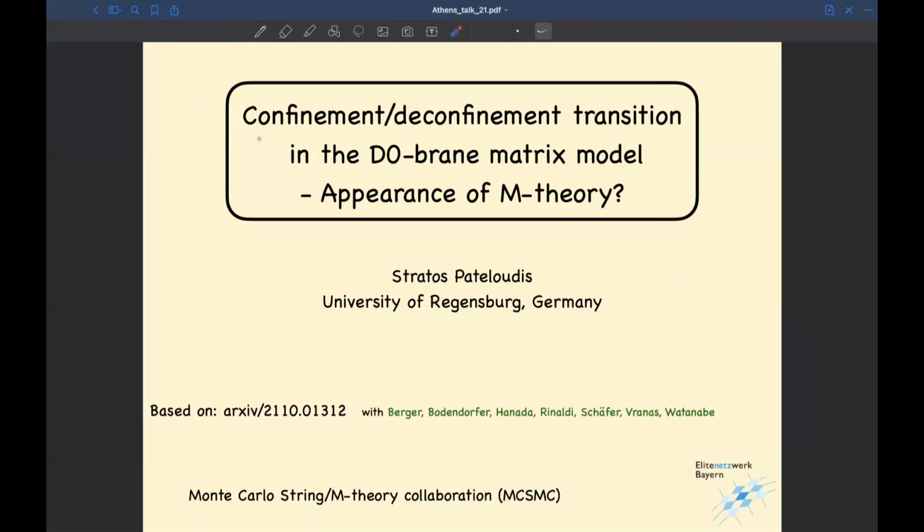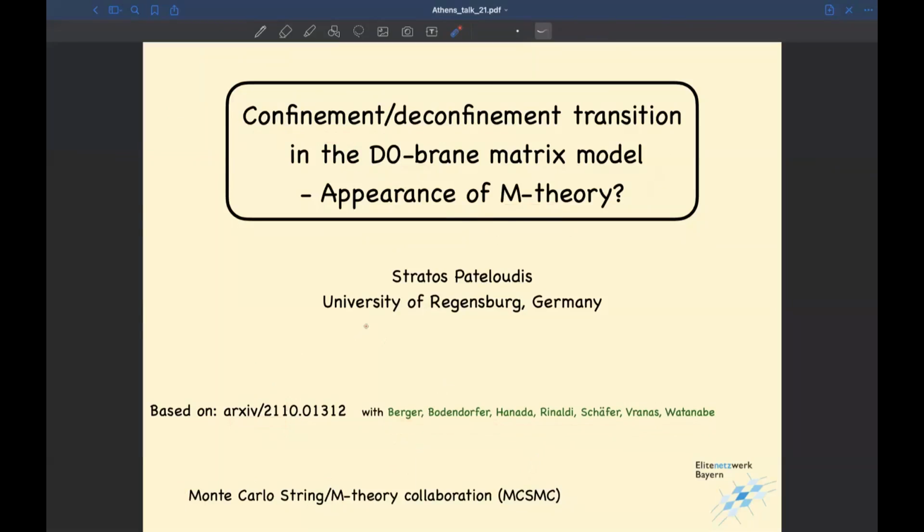As Mr. Nagostopoulos announced, today I want to discuss the confinement and deconfinement transition with the zero-brane matrix model. The key message I want to deliver is that one can actually use this model as a test example to study M theory. This work appeared on arXiv under this number, with my collaborators, whom from now onwards we will call ourselves MCSMC, the Monte Carlo String M-theory Collaboration.